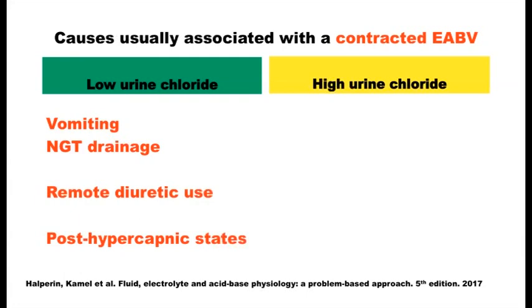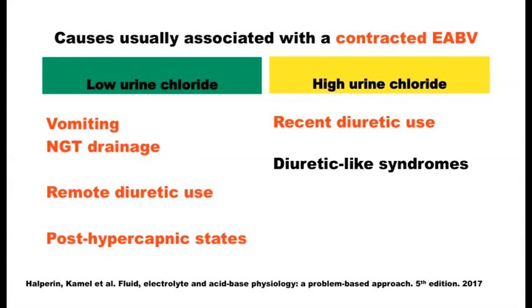What are the causes associated with a high urine chloride? So recent diuretic use will probably be the most significant one to remember there. And then diuretic-like syndromes, and this is things like Bartter syndrome and Gitelman's, which are quite uncommon.